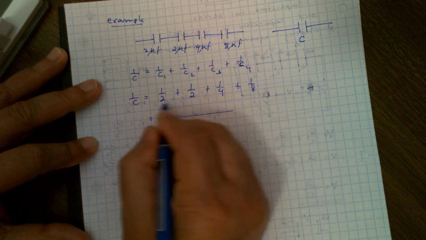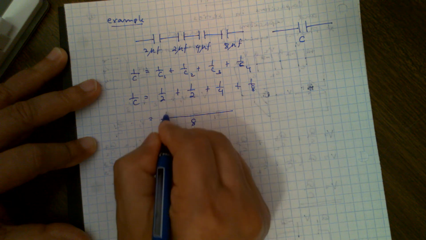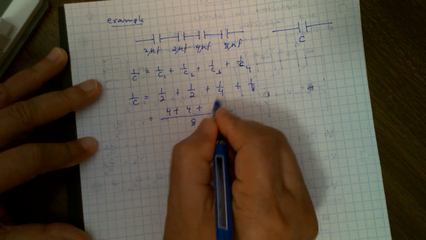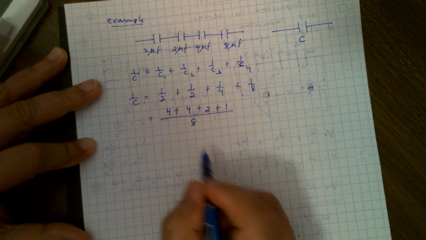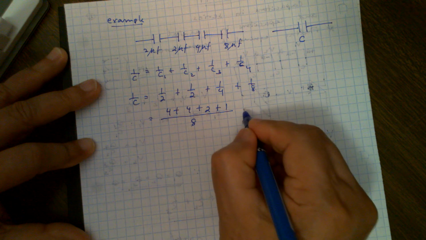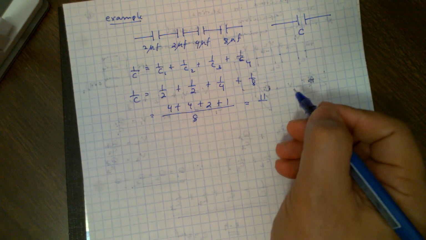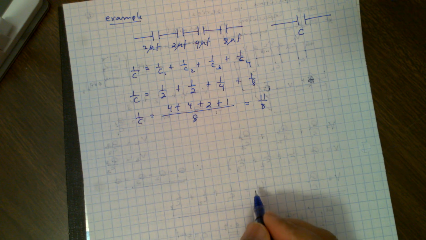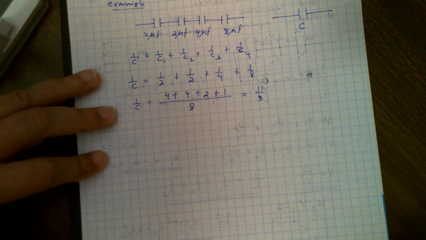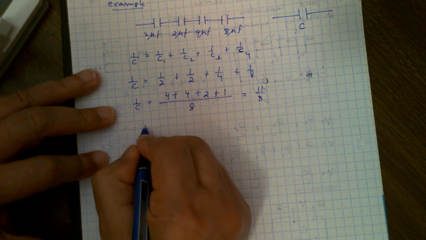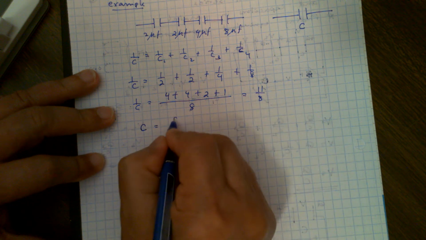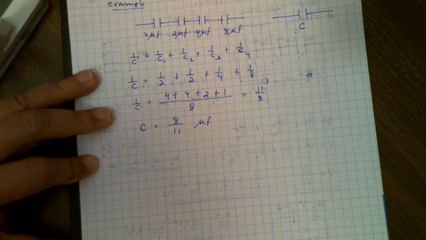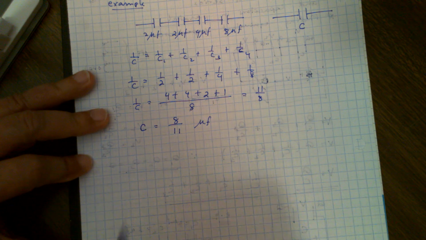So the common denominator here is 8. 2 goes into 8 4 times plus 2 goes into 8 4 times plus 4 goes into 8 2 times plus 1 time. So that's 10 plus 1, so that's 11 by 8. Remember, this is not the answer yet. So in order to get equivalent capacitance C, I have to flip this around. That's 8 by 11 microfarad. Okay? So I'm going to quit here for this lecture.